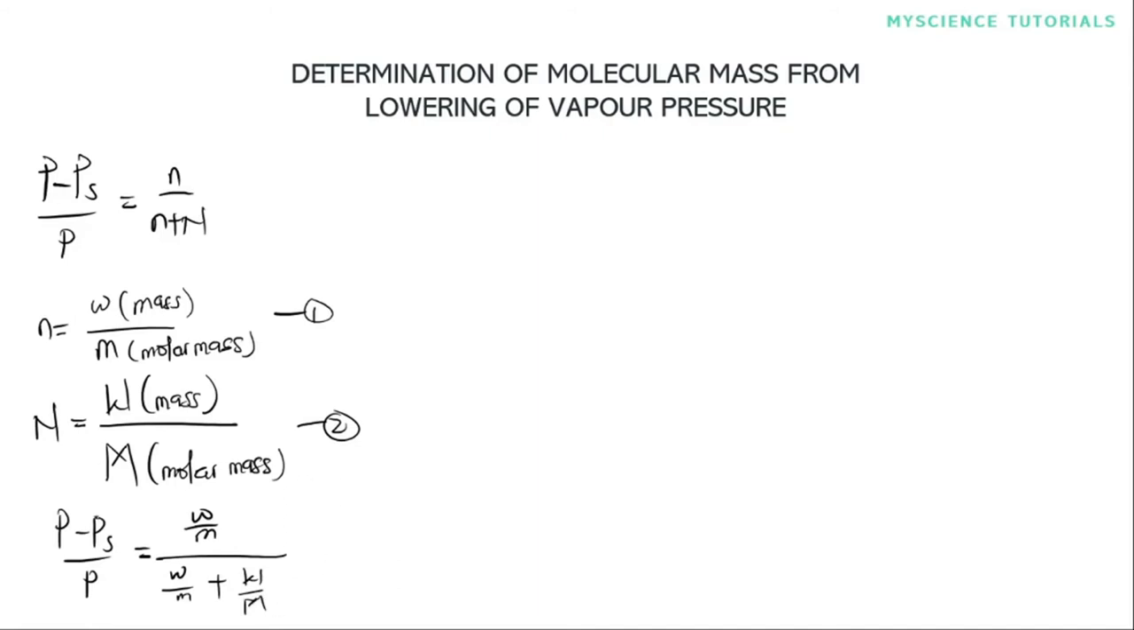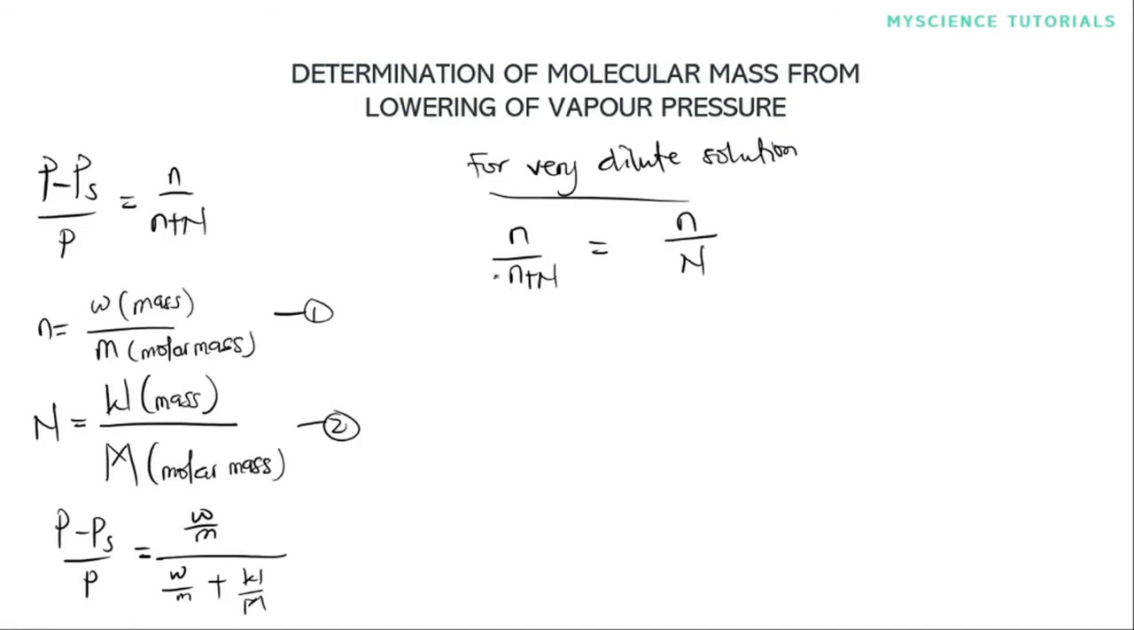Alright, so this is the formula that we use if you want to calculate the molar mass of the solute, provided we know the mass of the solute and the mass of the solvent. It is also important to note that for very dilute solutions, where the amount of solute added is so small that it becomes insignificant, the mole fraction, n divided by n plus capital N, can be written as n over capital N. We ignore the small n in the denominator for very dilute solutions only.